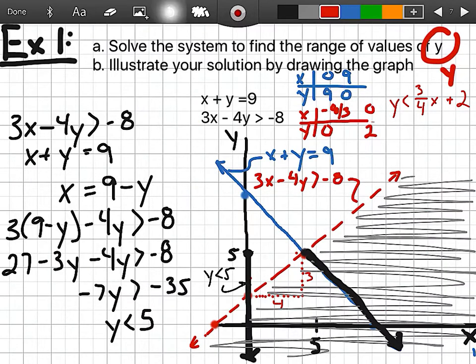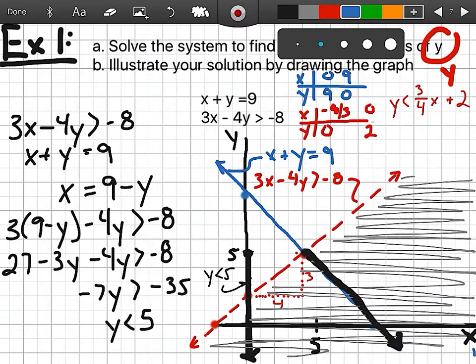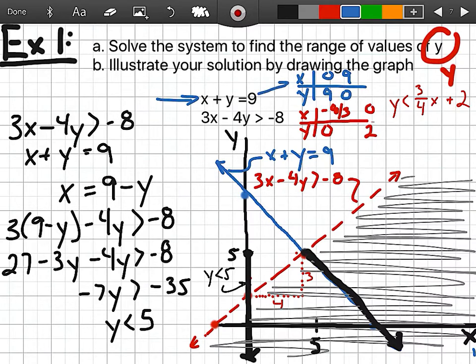The blue here is my equation, and I determine its points by putting a value for x in, and I get 9. And if I put a value in for y of 0, I get x is 9. So that allows me to plot these 2 points here and there. And that's enough to draw my solid line because it is an equation. So I draw a solid line because it is an equation.